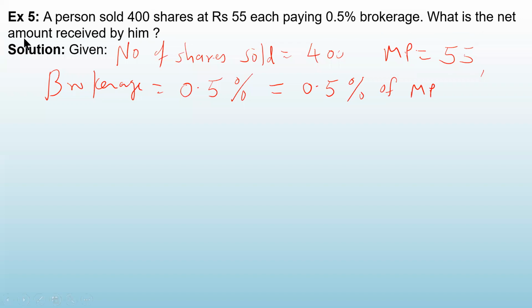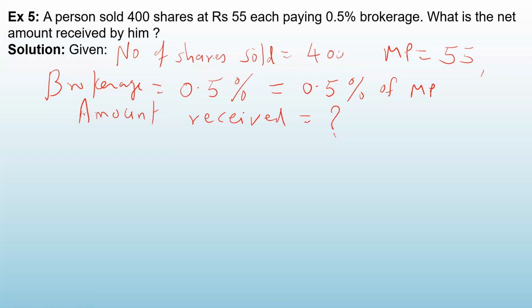Okay. Now what is asked to you here? What is the net amount received by him? See, when he is selling the shares, he will receive the amount. You will receive the amount. How much amount he has received, that you have to find out. So you have to find out amount received. This you have to calculate. So put a question mark over there. Okay. How will you find out the amount received?